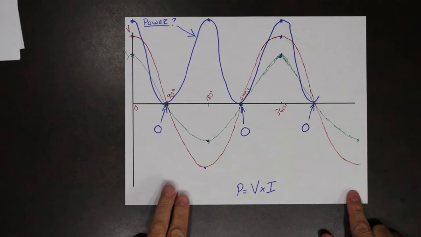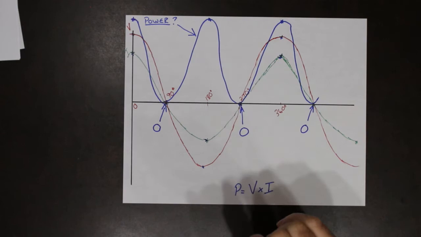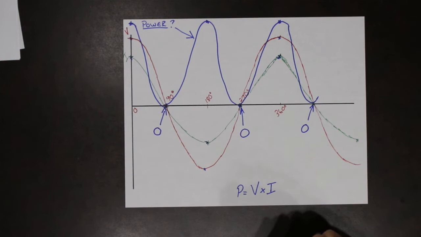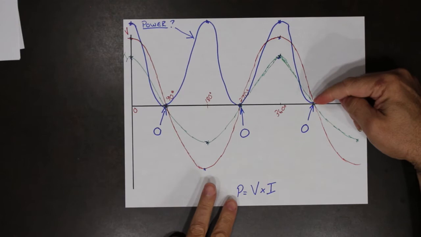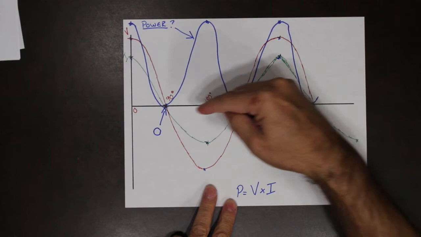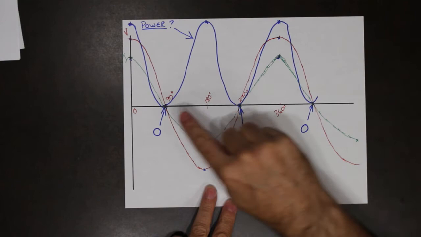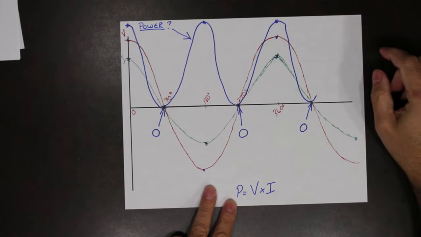So Superman gets a little upset with this, because this is a very inefficient system. A single phase generator is very inefficient. Why? Because there are points where there is no power. So during this time, and this time, even though the generator is continuing to spin, there's no power being generated.